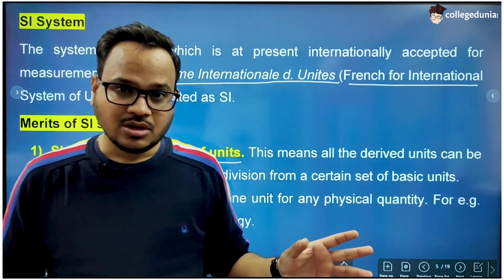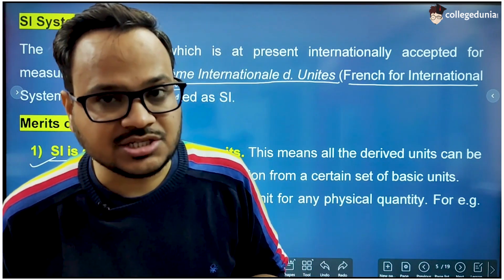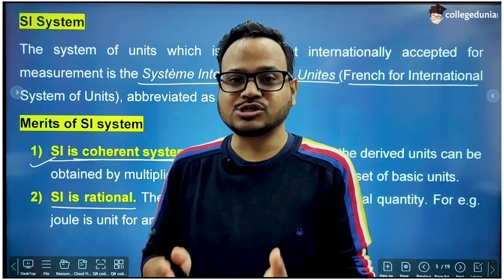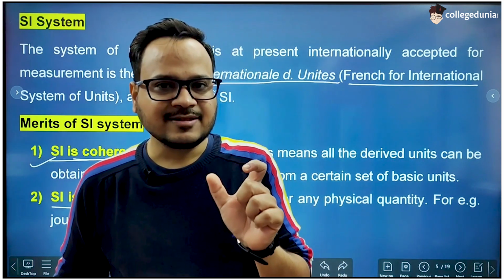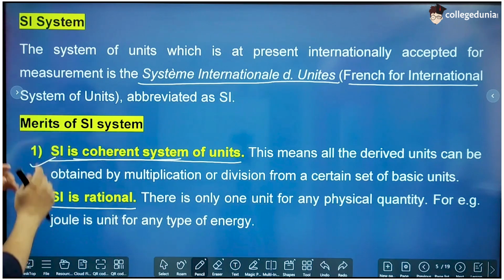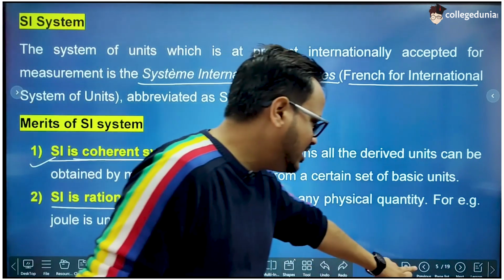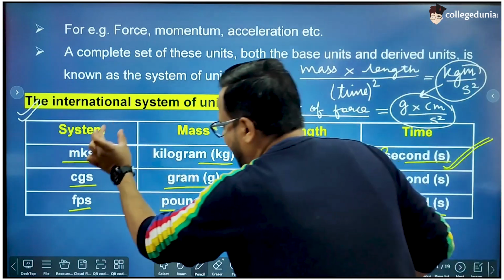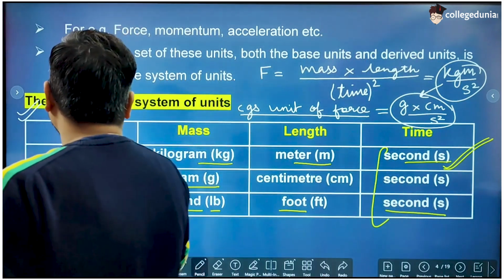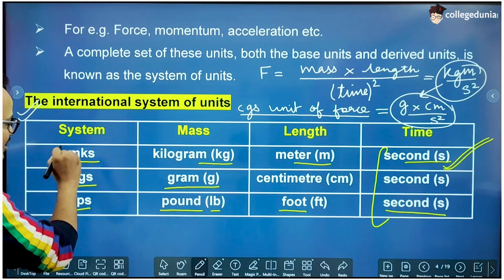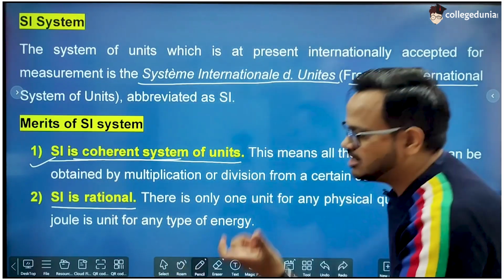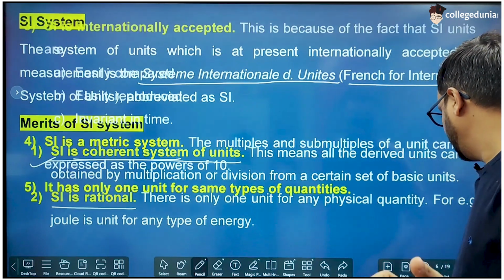In CGS system, the unit of work is ergs and the unit of heat is calorie, but heat is also a type of energy. So that makes things a little bit confusing, but there is no confusion in this system, because SI system is a rational system. By SI, we mean the MKS system, because all the units in MKS system are SI units. So basically, by studying the merits of SI system, we are studying the merits of MKS system. So MKS system or SI system is a rational system, right?